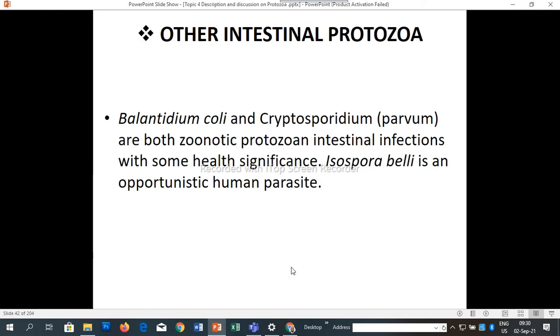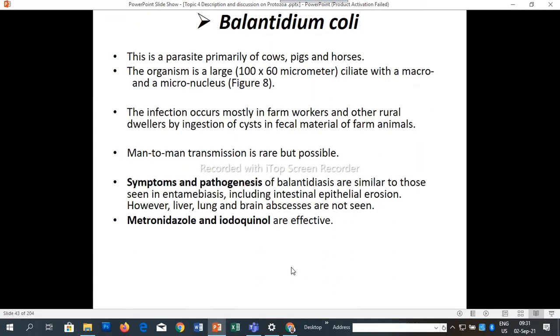Both are zoonotic protozoa. It means that they can come from animals to human beings and cause intestinal infection with some health significance. There is also another one called Isospora belli, which is an opportunistic human parasite. Opportunistic means that it depends on immunosuppression. If you are immunosuppressed, you can get infected, and the infection becomes serious as well.